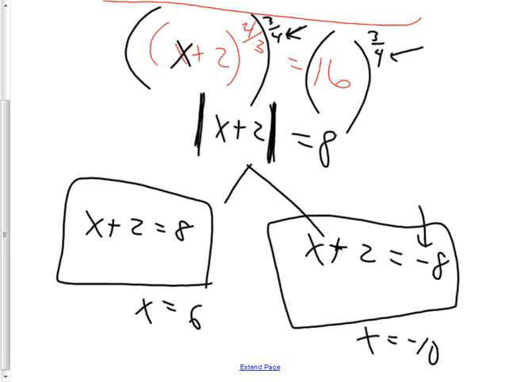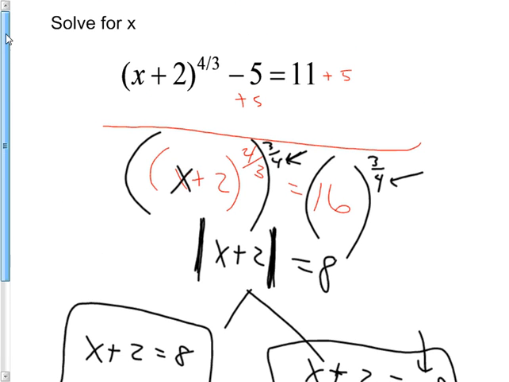And after all that, should I go back up and check them? Well, this one doesn't have the square root, so I don't have to worry about it as much. It's usually the square root ones.